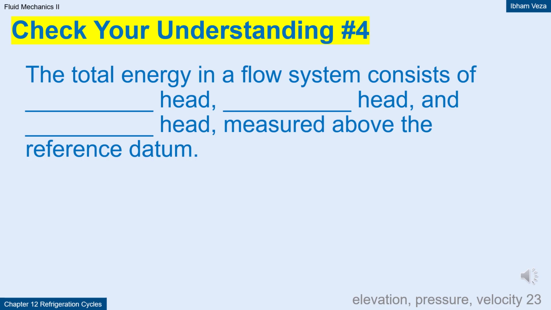Check your understanding number 4. This question tests the understanding of the energy components that make up the total energy in a flow. The three main components are elevation, pressure, and velocity. All of them are always measured relative to the same reference datum. Misunderstanding any of these components can lead to incorrect energy analysis. Therefore, mastering this basic concept is crucial in fluid mechanics.